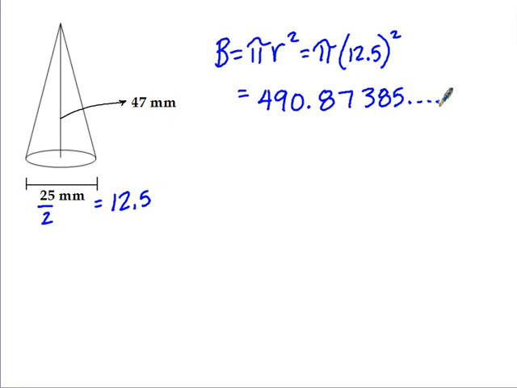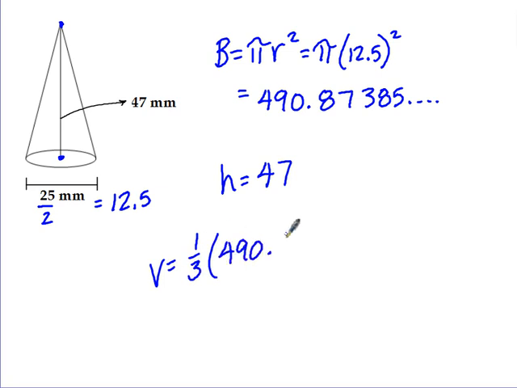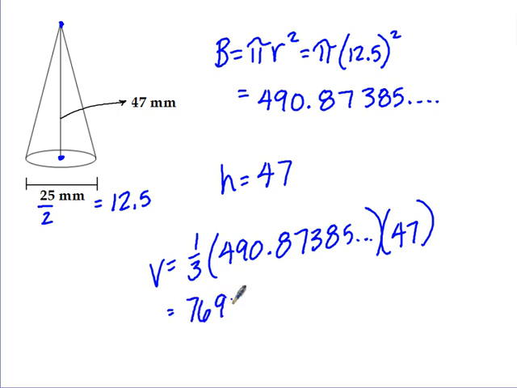And then our height, again from the middle of the base to that top apex, our height will be 47. So volume is 1/3 times that 490 and all the decimals. And again, this is using calculator pi. Times 47. And so that's going to give you 7,690.4 cubic millimeters, or millimeters cubed.